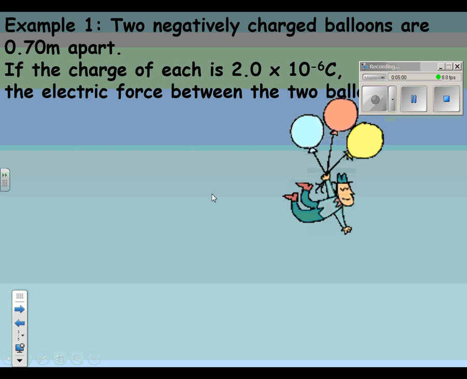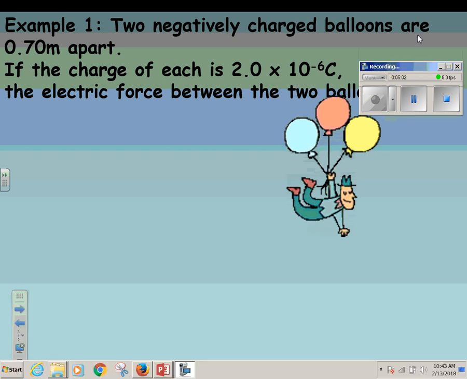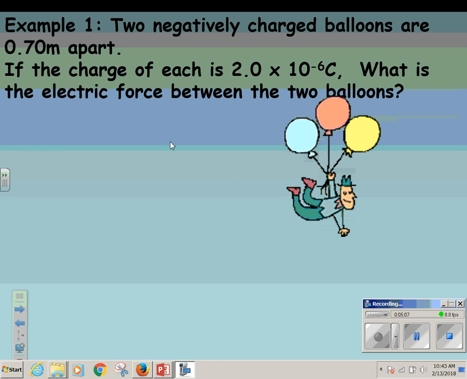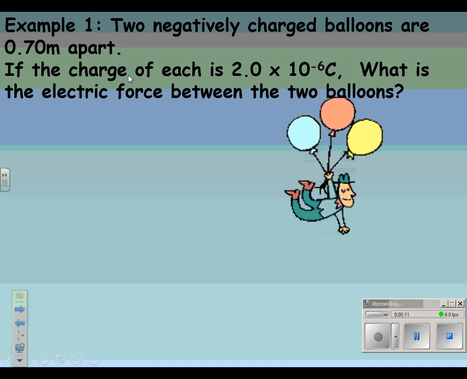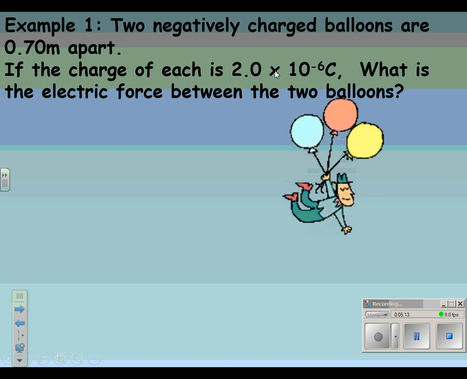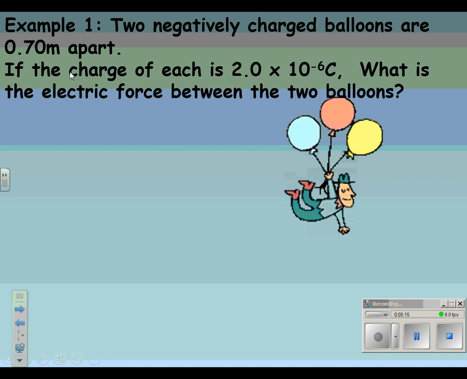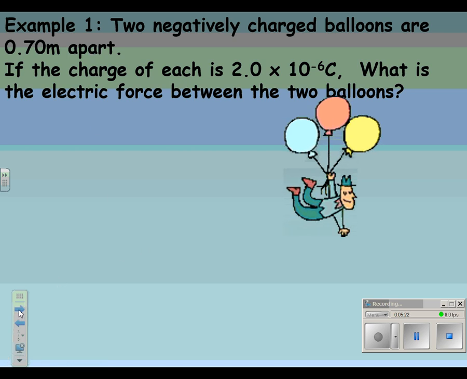All right. So let's talk about an example problem, and you should have this in your notes. So I have my little guy here with his balloons, and if each of these balloons is 2 times 10 to the negative 6, and they are 0.7 meters apart, I want to know what the electric force or the electrostatic force between the two balloons is.